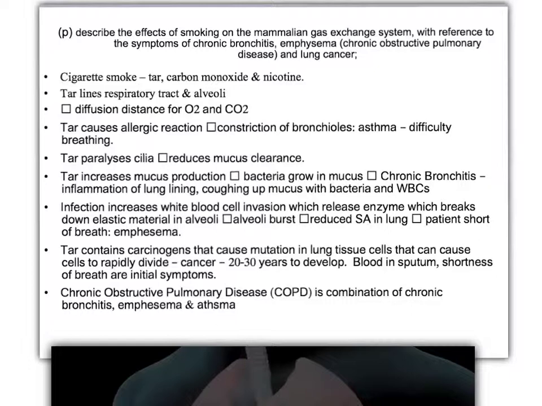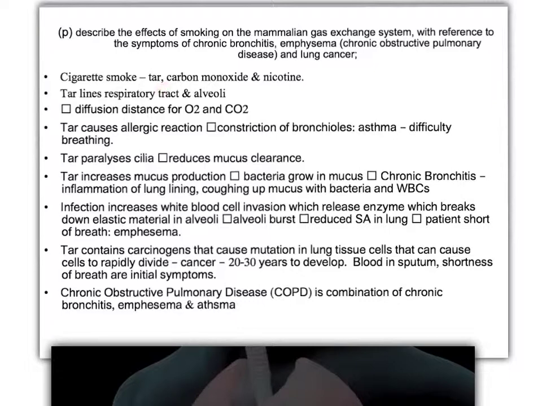Okay, so the first slide here looks at the effect of smoking on the mammalian gas exchange system with reference to symptoms of chronic bronchitis, emphysema, chronic obstructive pulmonary disease and lung cancer. Okay, so a lot to fit in on this slide. First of all, dealing with cigarette smoke.